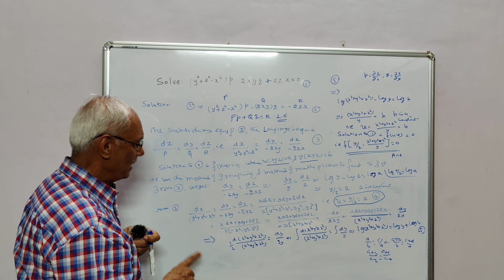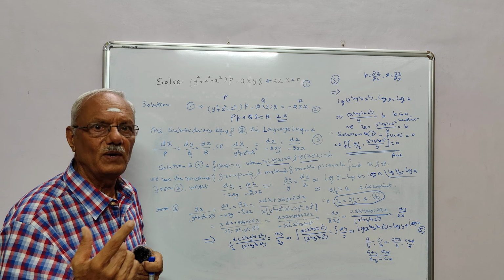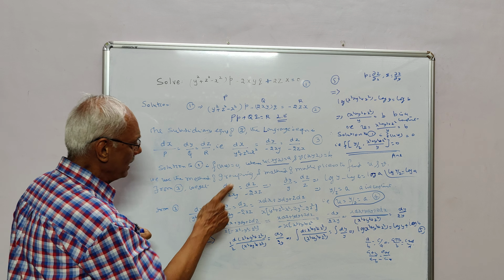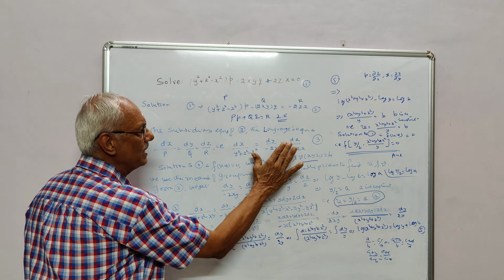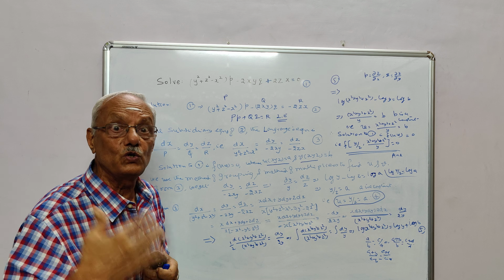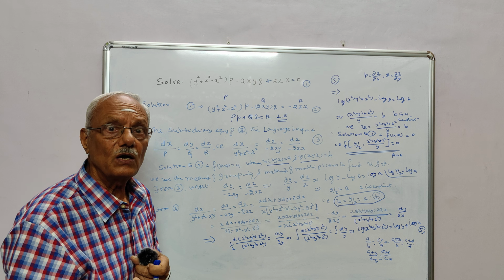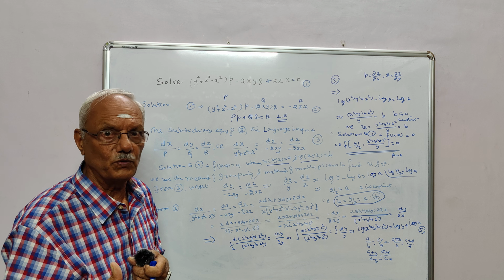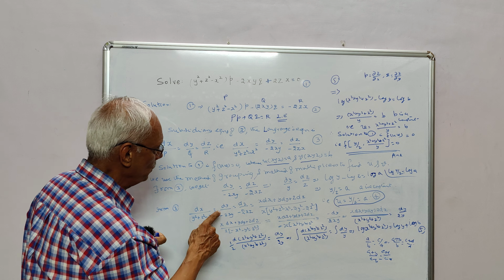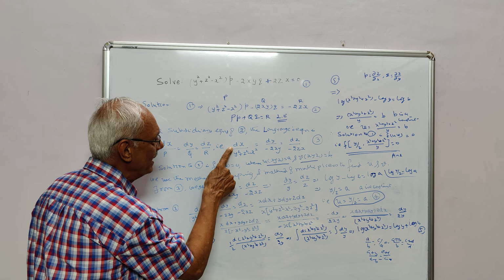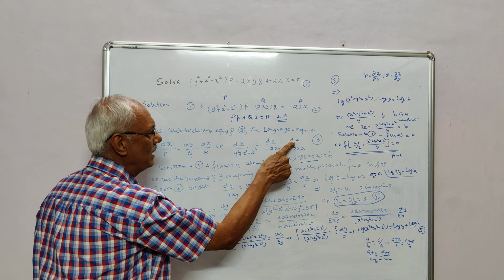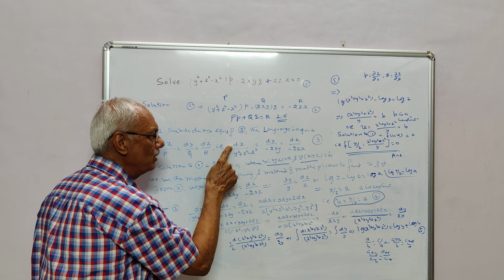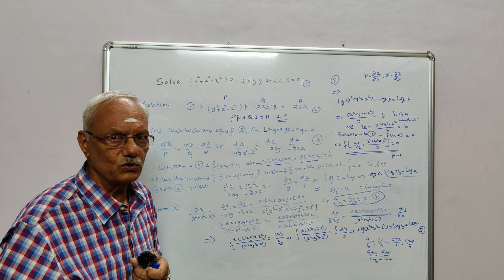How to find v? Here I use the method of multipliers. All these ratios can be equated to a common quantity, which obeys the laws of ratio and proportion. That you must understand. So what I do is, I multiply this by x, multiply this by y, multiply this by z. When you multiply the numerator, the denominator must also be multiplied.